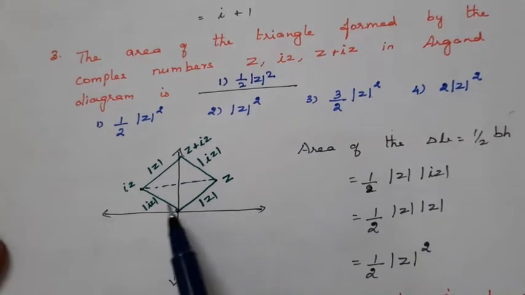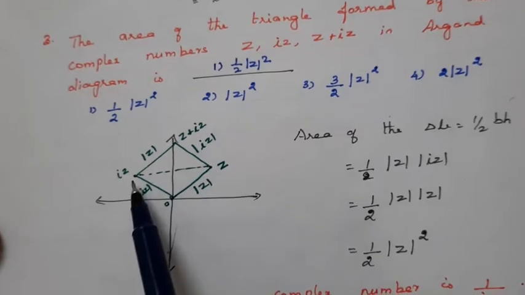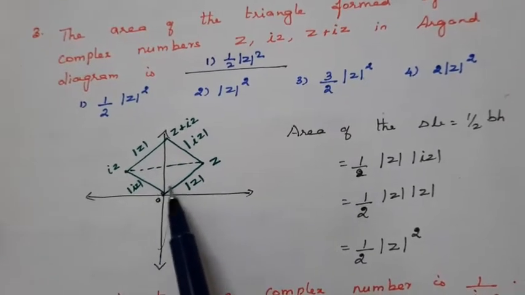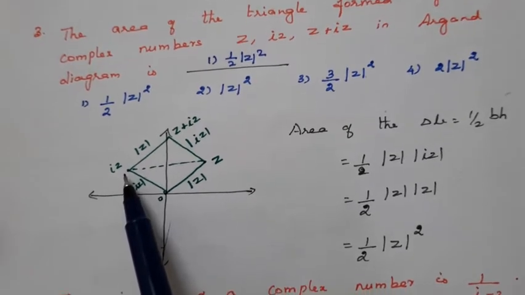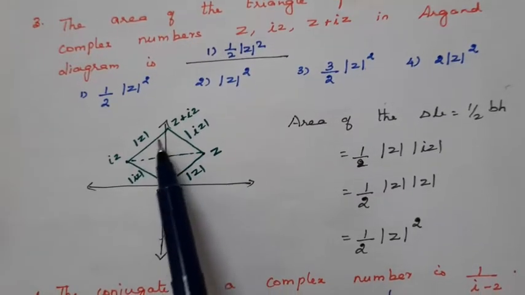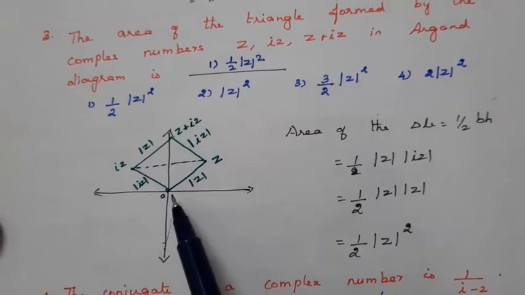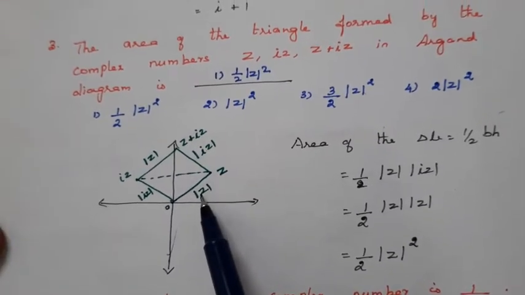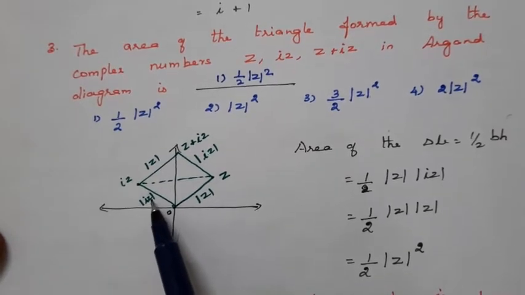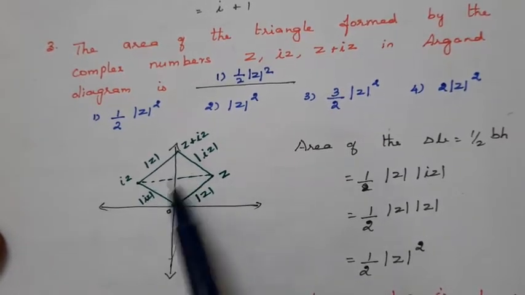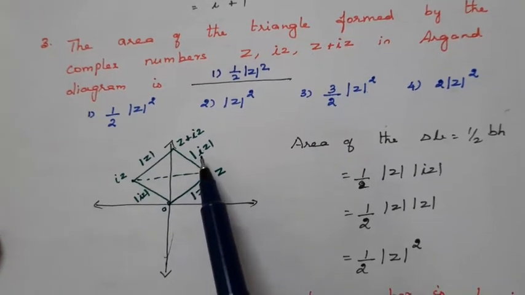So let us take z to be a complex number in the first quadrant and iz will be rotated through an angle 90 degrees in the anti-clockwise direction. So it will come in the second quadrant. And by completing the parallelogram, the fourth vertex will represent z + iz. Now OZ represents its modulus |z| and OIZ represents modulus of iz, that is also equal to |z|. As it is a parallelogram, opposite sides are equal.